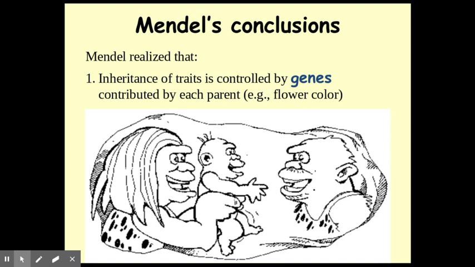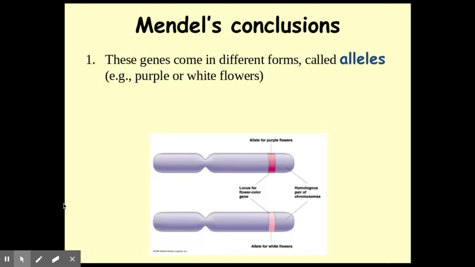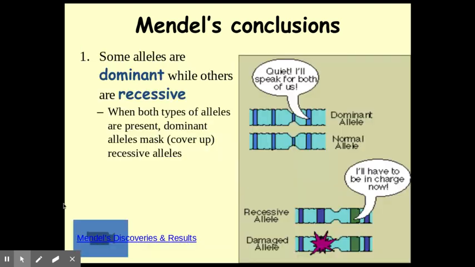So his conclusion is that he realized that inheritance of traits is controlled by genes contributed by each parent. And these genes came in different forms called alleles. So some of the alleles are dominant while others are recessive. And when both types of alleles are present, dominant alleles will always be the one that appears.